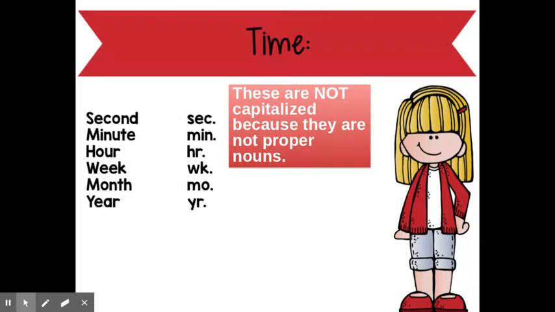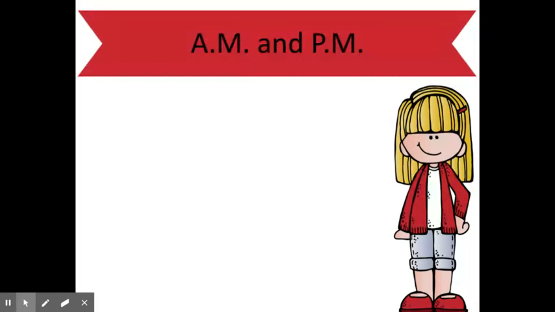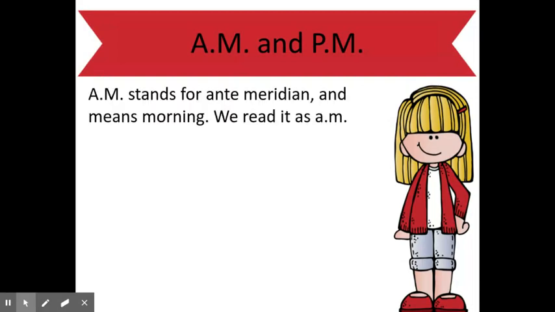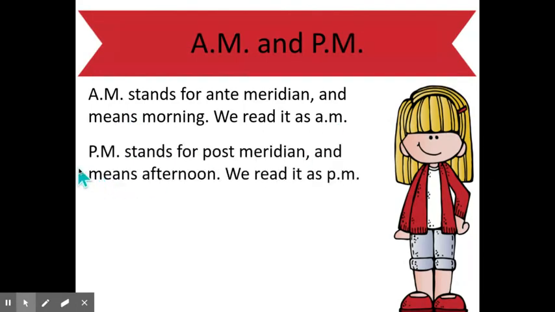Okay? And then we get on to the wonky one. And I left this one until last because AM and PM are abbreviations. And I know that you use them and read them all the time. So let's talk about them. So AM is an abbreviation that stands for anti-meridian, which means morning. But we don't read this as morning, usually. We just read it as AM. Same for PM. PM is an abbreviation for post-meridian, which just means afternoon and evening. But we just read it as PM.